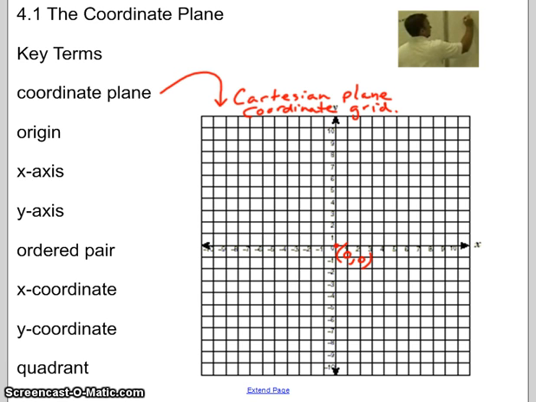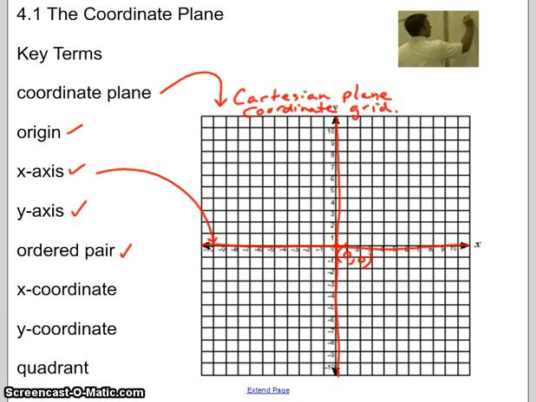We also have the x-axis. The x-axis is this horizontal axis, this horizontal line right here. This is going to tell us where our x-coordinate is placed. Then we have the y-axis. The y-axis is our vertical axis, goes up and down, and it's going to tell us how high or how low our coordinate is placed.